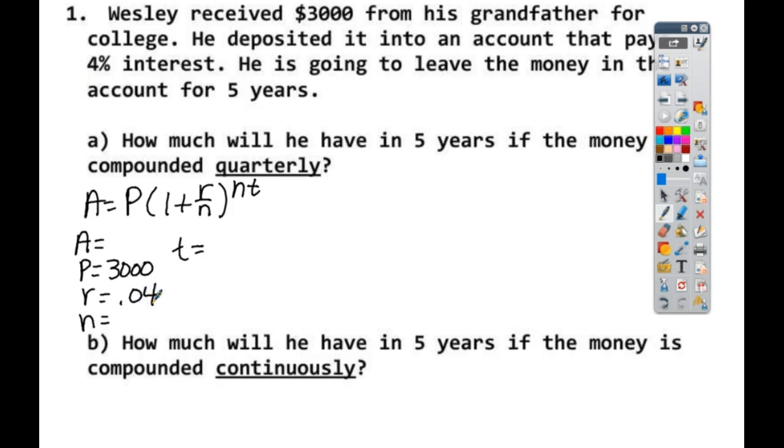What's the number of times per year that we're compounding? 4, because it's quarterly. And how long is he leaving his money in the bank? 5 years. So let's fill this in. We're going to get a final amount. We're going to get 3,000 times 1 plus. And everybody do that, because I did it wrong last class.